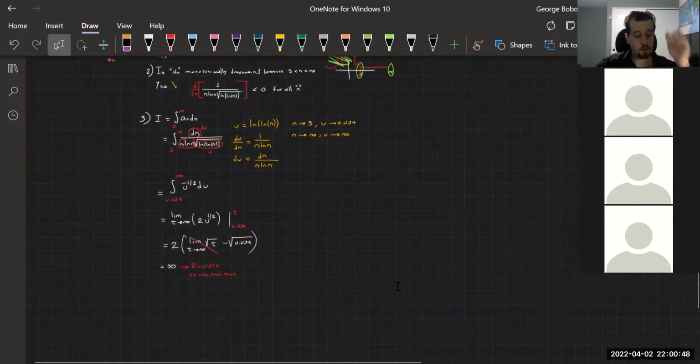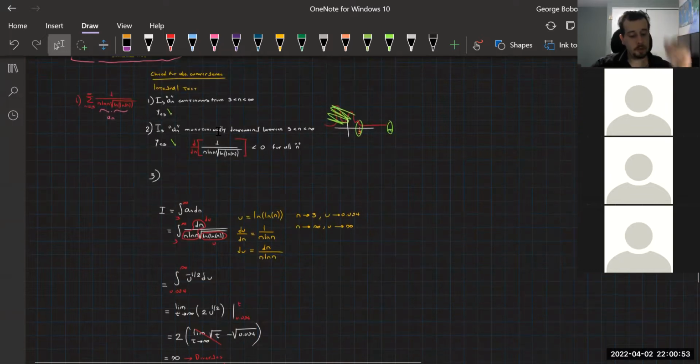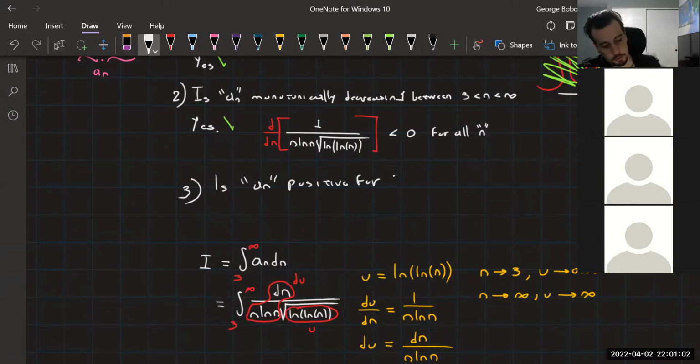Okay, I might not have talked about the third part here, but the third part is very easy. Is a_n positive for n from 3 to infinity? Okay, and the answer is yes, obviously. Why? For n equals 3, the series is positive.